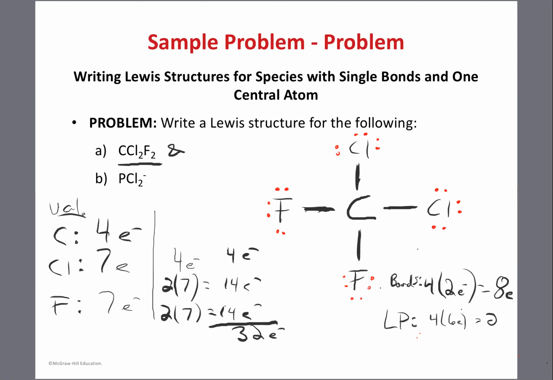So it seems to me that we've got 24 lone pair electrons. We used 8 in bonding pairs, 24 in lone pairs. We add them all together, that gets us to 32, which is what we had to use. So we pass our quality control check as a result. All right, we're good to go.